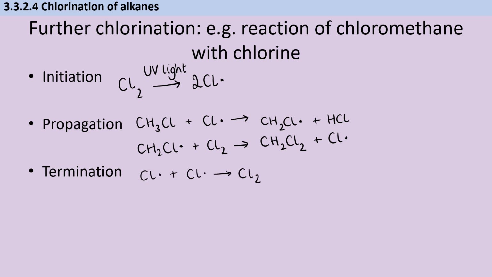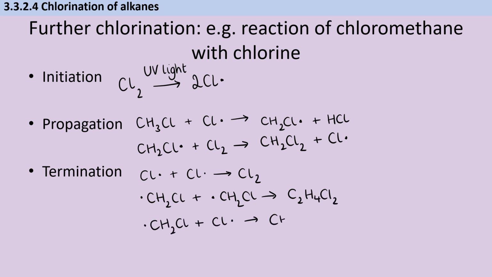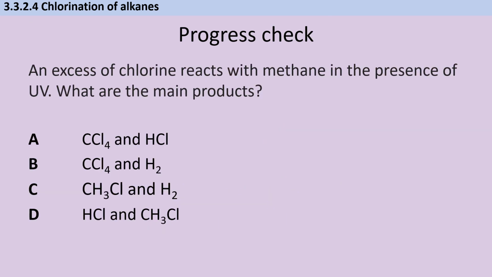And then the termination steps, again, we could remake our chlorine molecules, we could join up two of these free radicals that are the same as each other, or we could join up that chloromethyl free radical with a chlorine to make dichloromethane. And then it's possible for this whole thing to go through again, so you could have the chlorine free radical attacking that dichloromethane to make trichloromethane, and then we could have a chlorine radical attacking the trichloromethane to make tetrachloromethane.